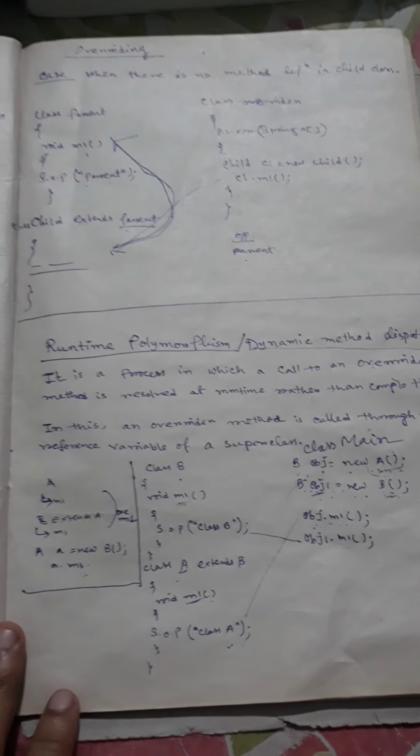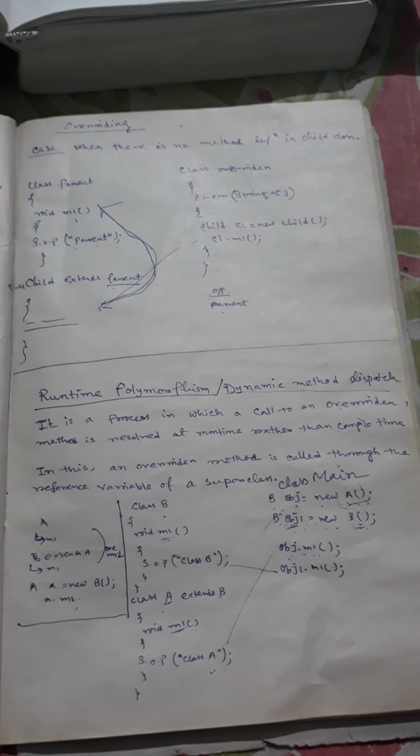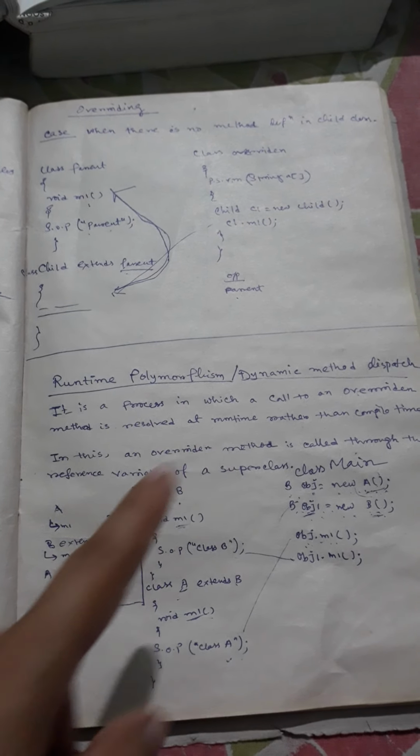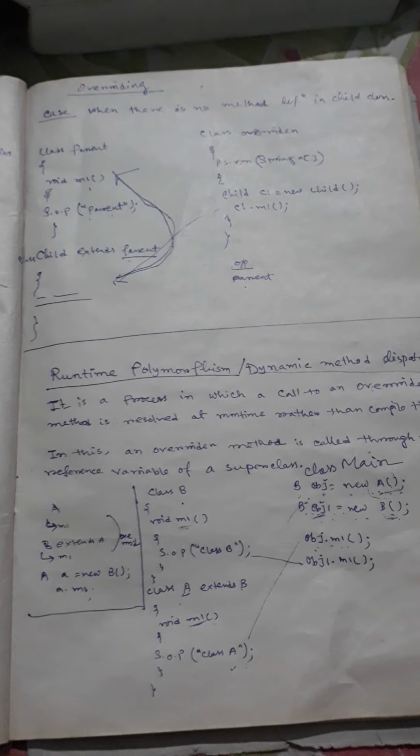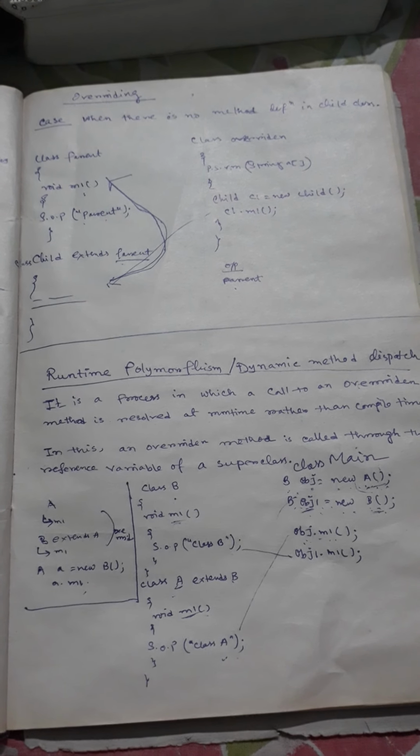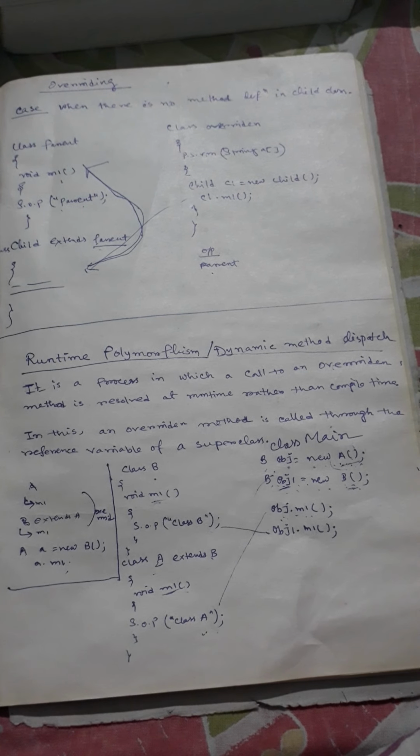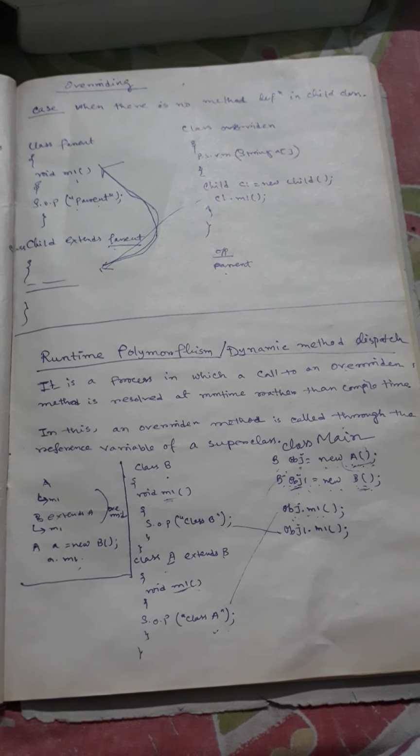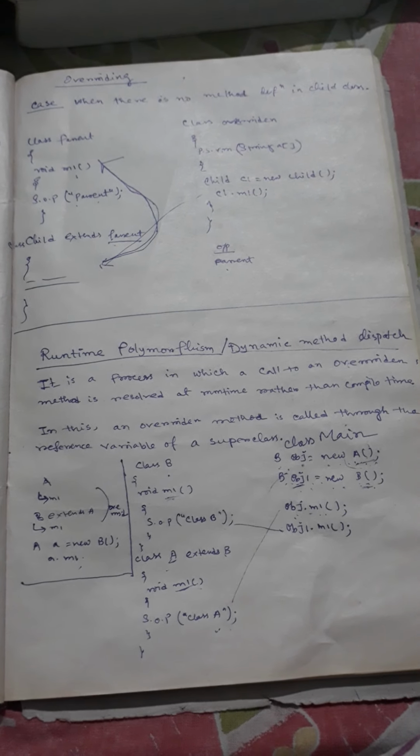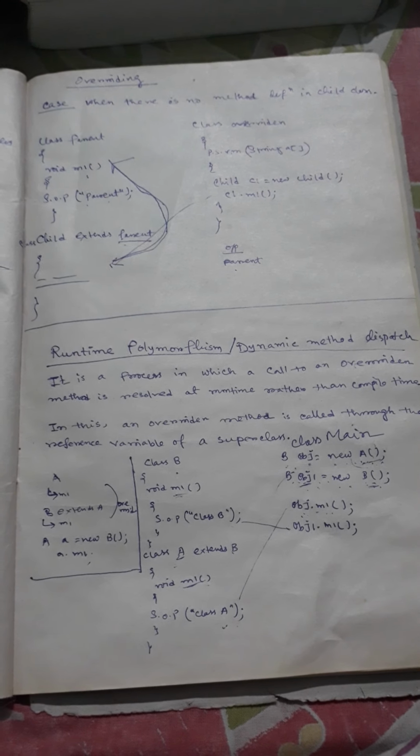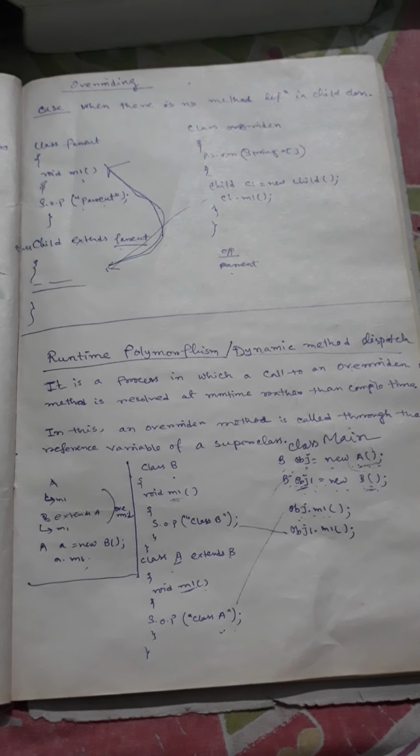Now I want to discuss one use of overriding, which is dynamic method dispatch or runtime polymorphism. So what is this? It is basically the process in which a call to an overridden method is resolved at runtime rather than compile time. Means the overridden method will be called at runtime, not at compile time. And another condition is that the overridden method is called through the reference variable of the superclass.